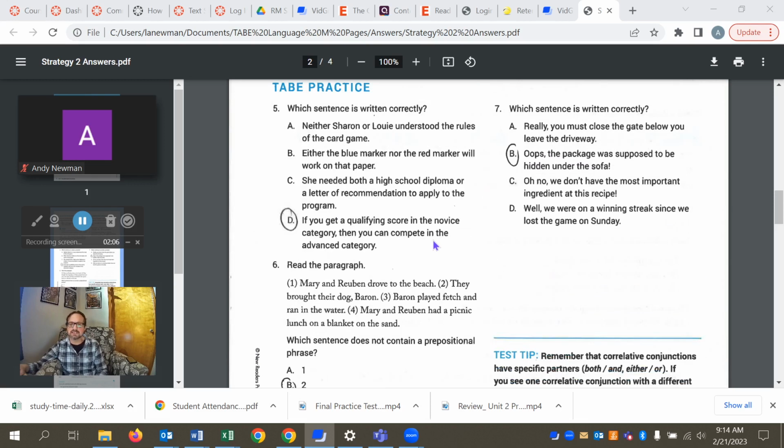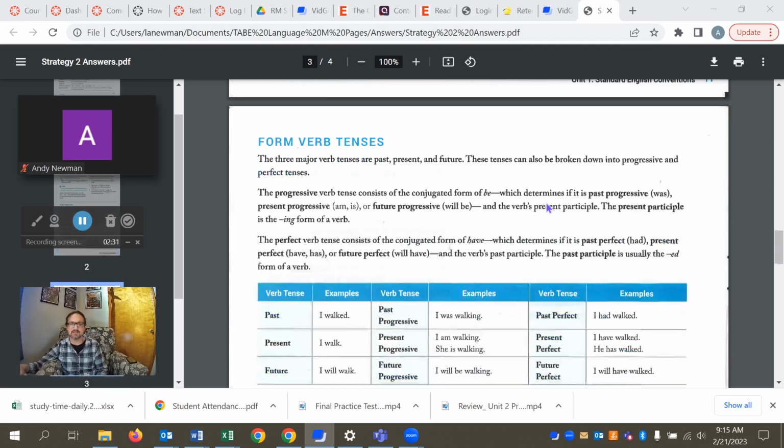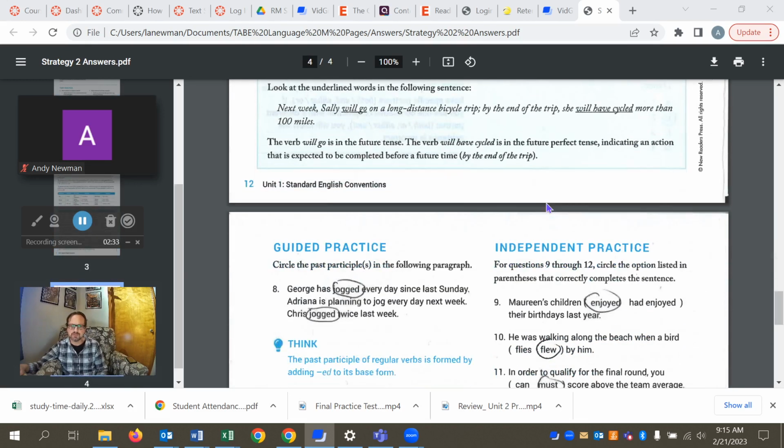And then 7, which sentence is written correctly? And this one is about prepositions and their meaning, supplying the right preposition based on context. And it's B, "The package was supposed to be hidden under the sofa." Under is the correct preposition here, to show the possibility of something being hidden under something. In A, C, and D, they chose the wrong prepositions based on the meaning of the sentence.